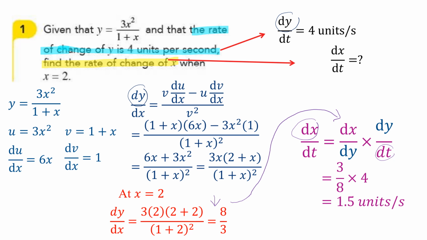It's always good to write a proper statement. So therefore, rate of change of x is 1.5 units per second. I'm not too sure if I've written it. Let's see. Oh no, I did not. Okay, so that's it.